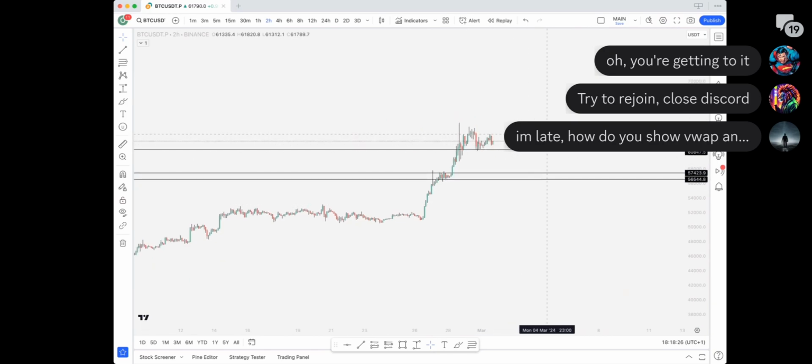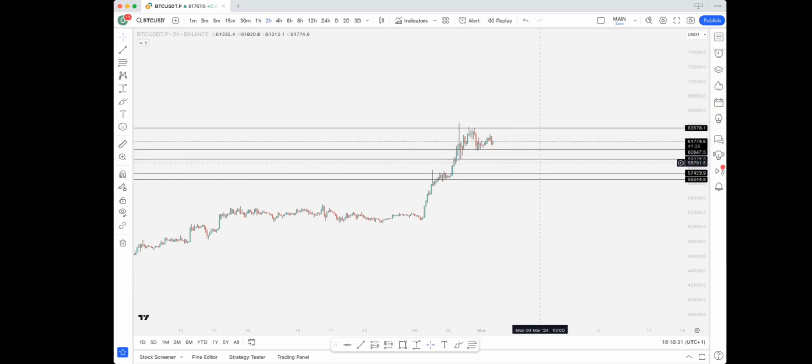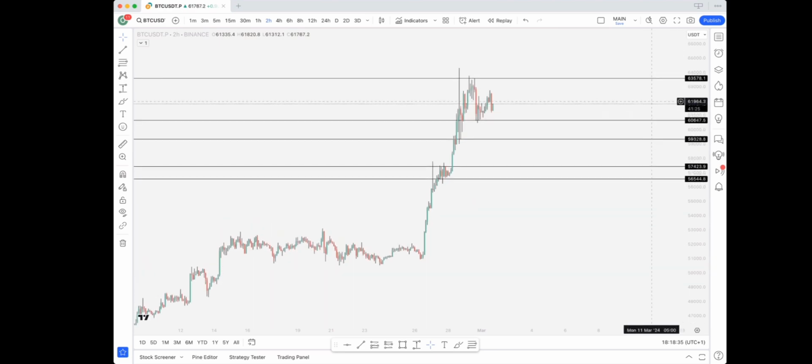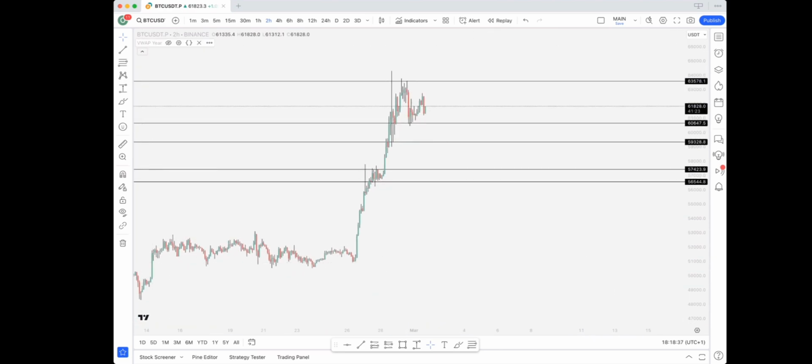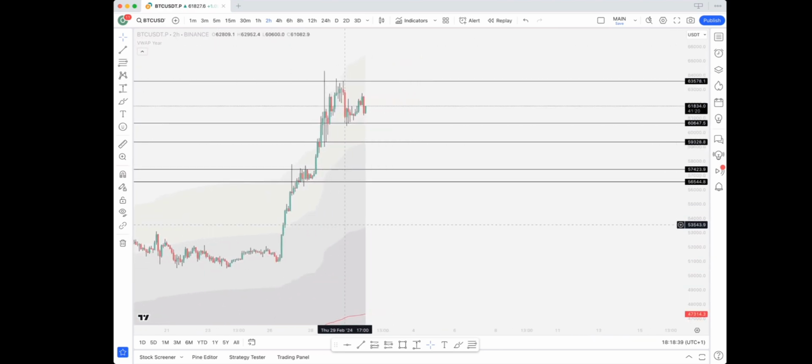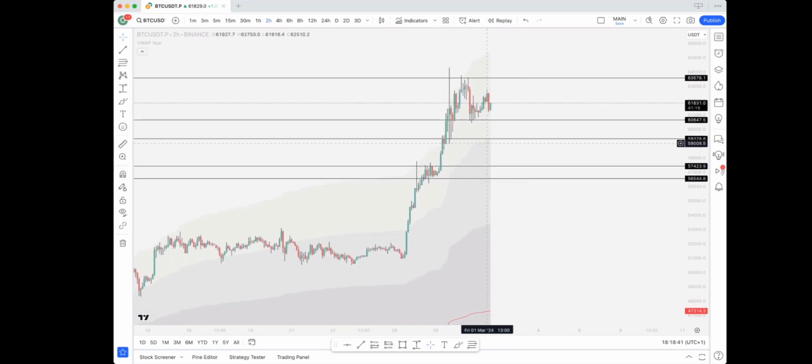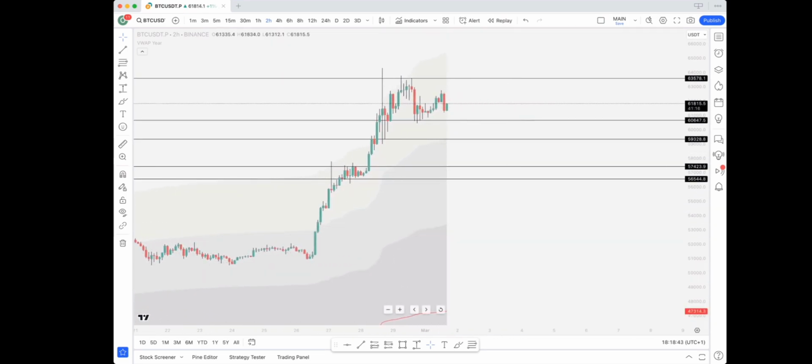We'll mark out this support here. Let's mark out this resistance and this demand zone here as well. So let's see if VWAP lines up with any of these, either VWAP or the deviation band. So we'll turn VWAP back on again. So you can see this deviation band lines up perfectly with our demand zone. This makes this level very, very valuable.